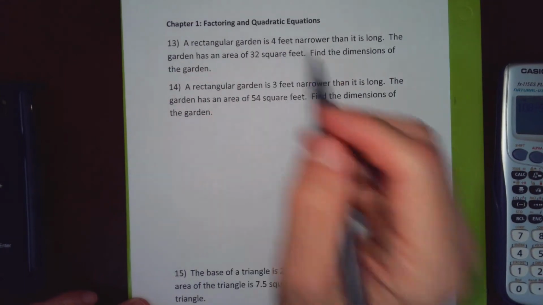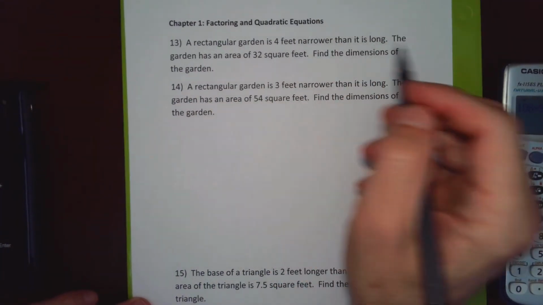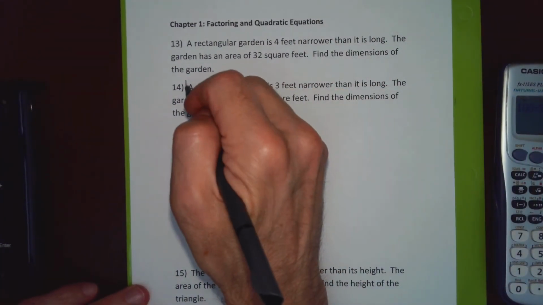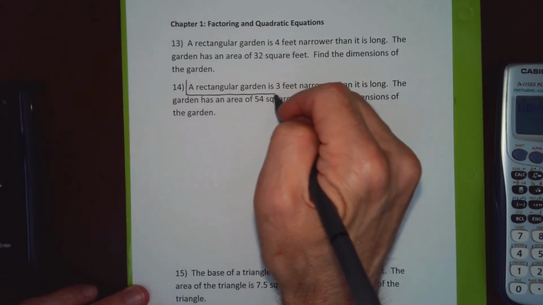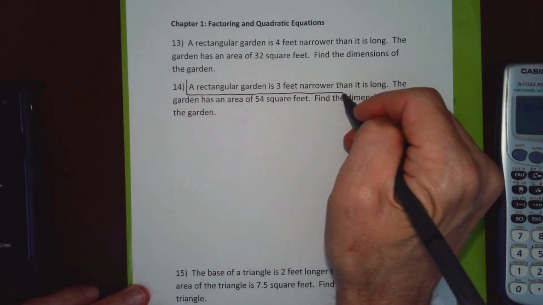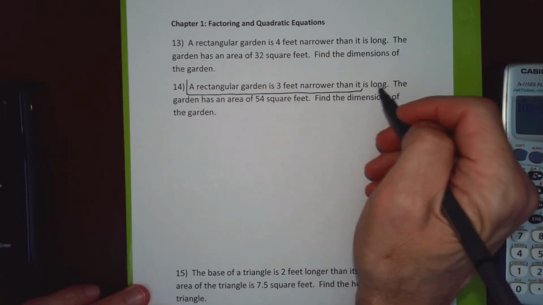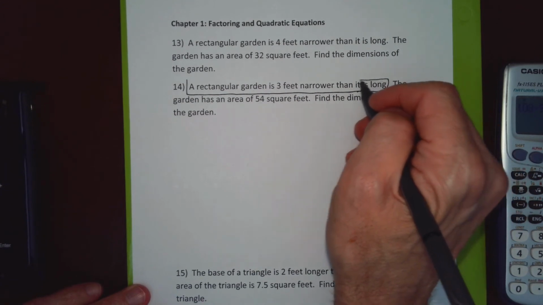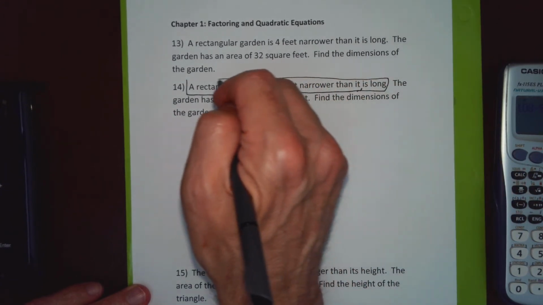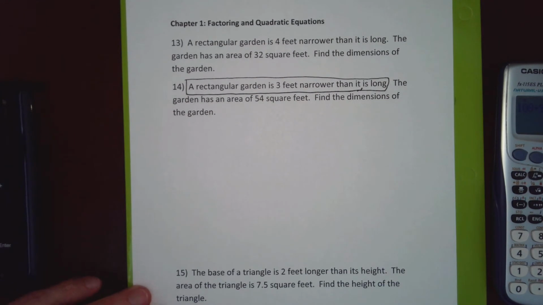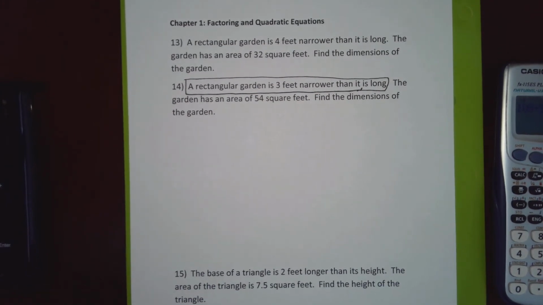Problem 14, I'm going to pick off the first sentence, and immediately it says a rectangular garden is 3 feet narrower than it is long. I need to translate that giant sentence into something that says that the length is 3 more than the width, or the width is 3 less than the length.